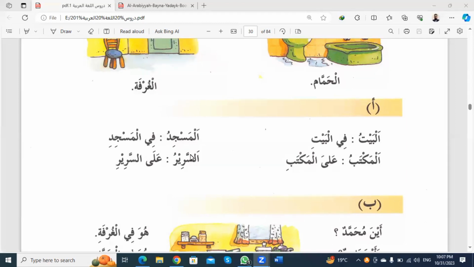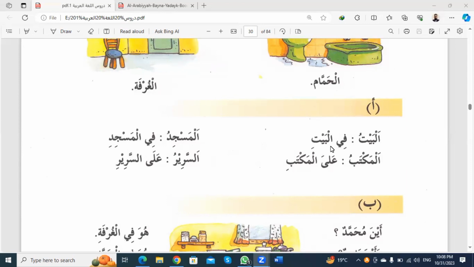This is as-sarir, the bed. So on the bed, how will you say, for example, a watch is on the bed? Ala as-sarir, right, alas-sarir. So fi and ala both are prepositions used instead of in and on.